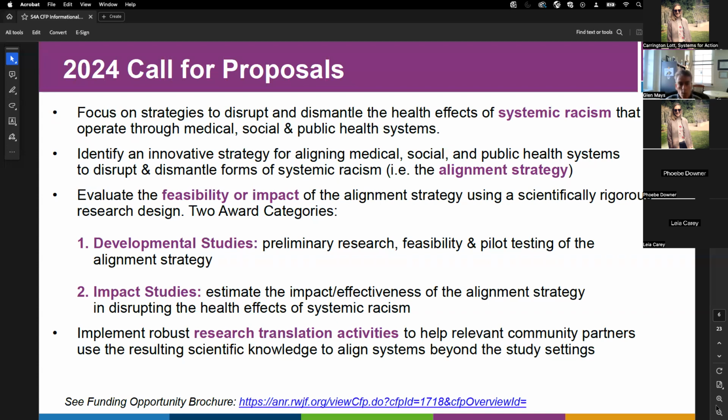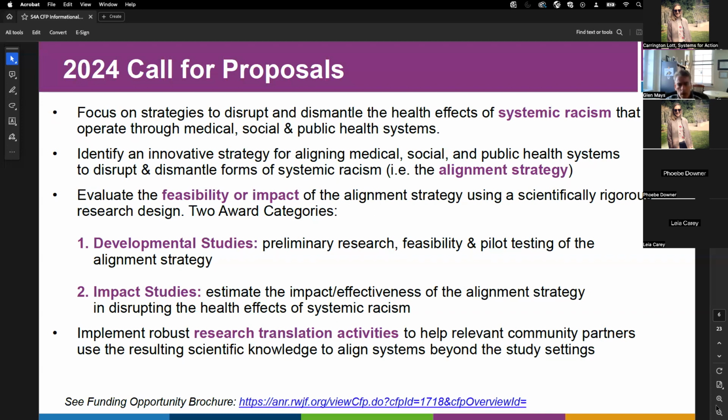Category 2 is what we call impact study awards. This category is designed to support larger studies that will estimate the impact and the effectiveness of the alignment strategy in disrupting the health effects of systemic racism. And we'll talk more about the specifics of each of these two categories of studies in a moment. They're also described in greater detail in the funding opportunity brochure, which we encourage you to spend some time with.